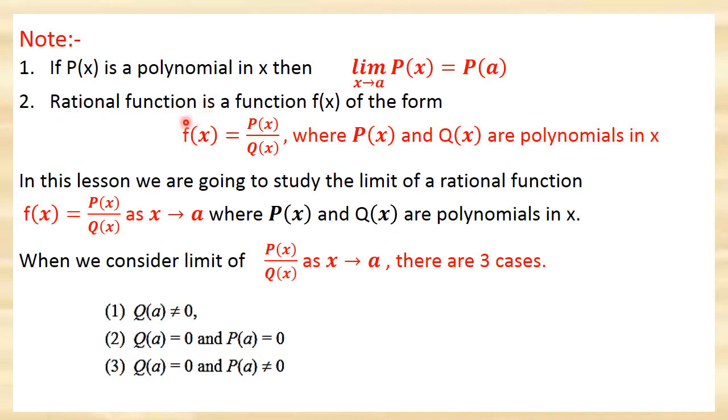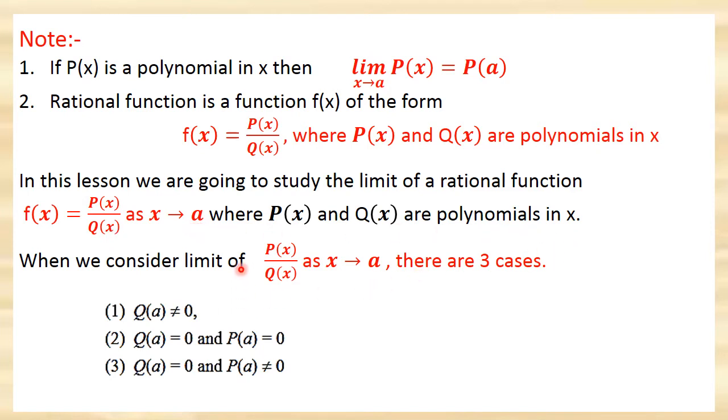What is a rational function? The function of the form f of x equal to p of x upon q of x, where p of x and q of x are polynomials in x. In this lesson, we are going to study the limit of a rational function f of x equal to p of x upon q of x as x tends to a, where p of x and q of x are polynomials in x.